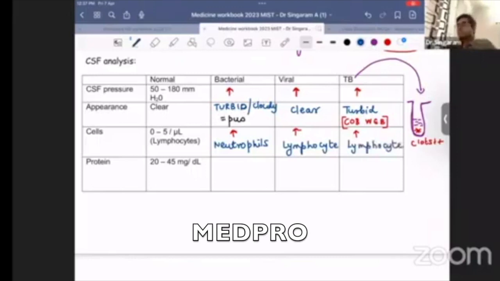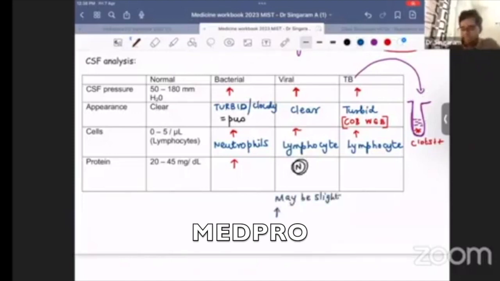Then normal protein in the CSF is 20 to 45 milligram per deciliter. In bacterial meningitis, the CSF protein level will increase, for a very simple reason. Bacterial proteins also will be present in the CSF, which will be counted as protein count. So more bacteria means more protein level in the CSF also. That is why CSF protein level is increased. Then virus: a virus will not cause any increase in the protein. It is usually normal. But I want you to remember one thing. It may be slightly elevated.